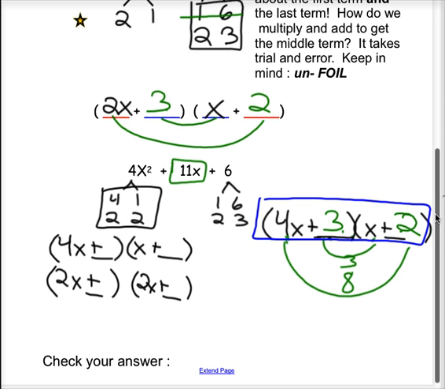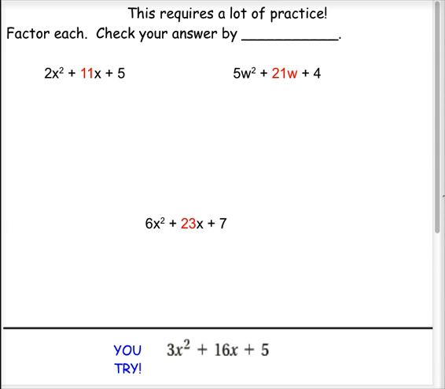All right, let's continue on to the next page. The more exposure we get to these, the easier it'll become. So 2x squared plus 11x plus 5. I'm going to begin the same way.